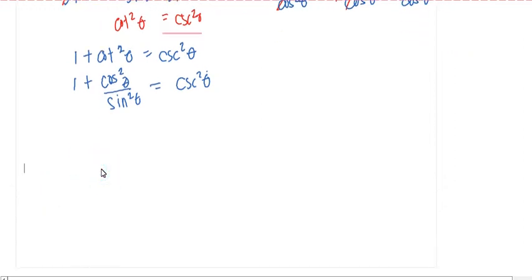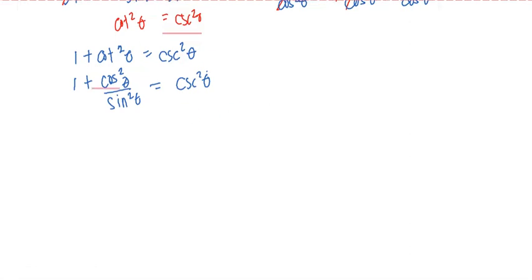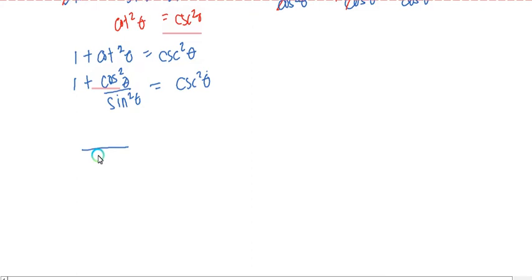Next, if we perform this and combine it into one equation, we will have sine squared theta divided by 1 is sine squared times 1, that is sine squared theta, plus cosine squared theta. So I just got the common denominator, our LCD. This is equal to cosecant squared theta.